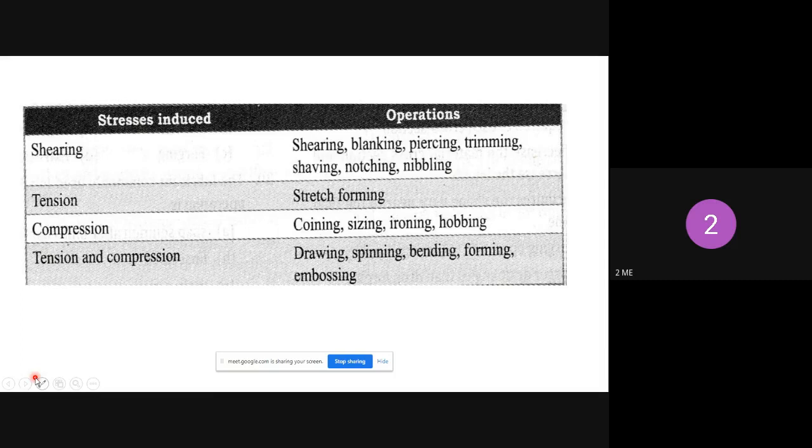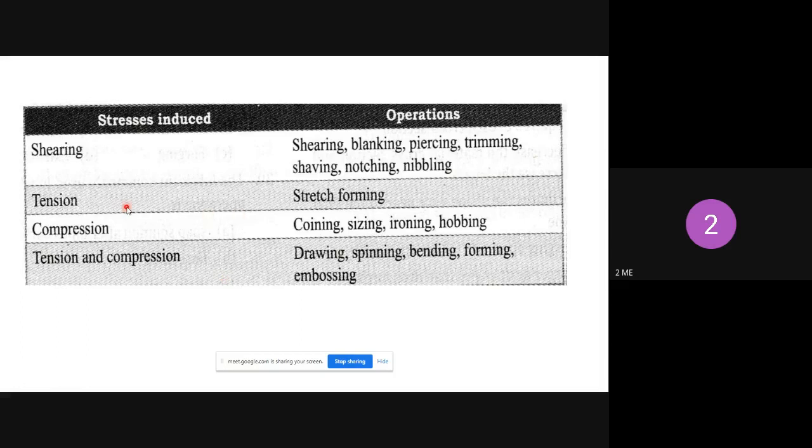Okay, so stress induced is nothing but what? Stress is nothing but, anyone? Force applied per unit area. Yes, good. Force applied per unit cross sectional area, that is called stress. Different types of stress I already mentioned in the last class. Shearing stress: if two metals rub against each other, that is called shearing force, shearing stress.